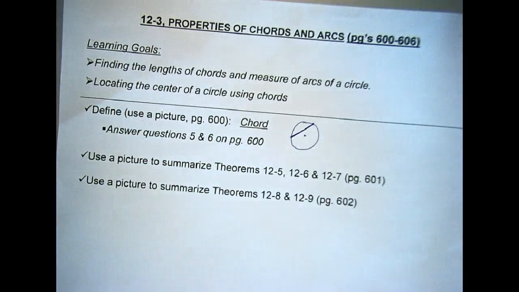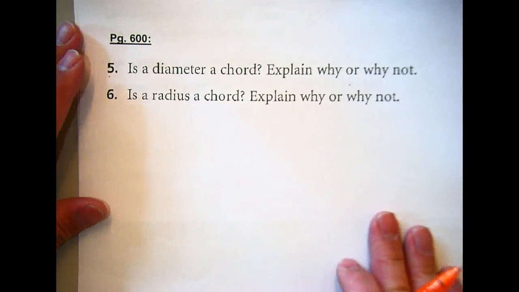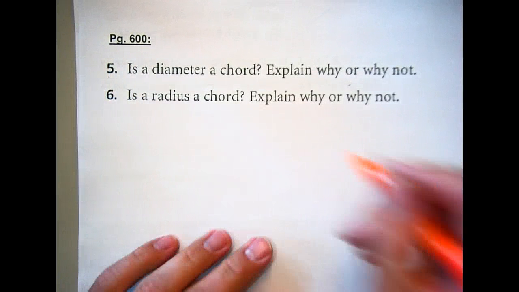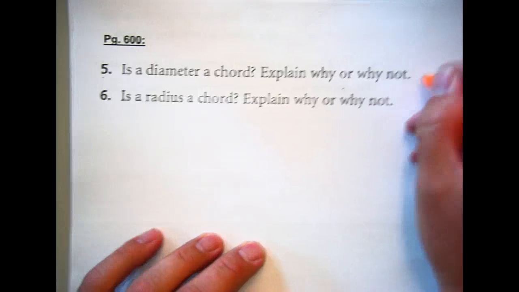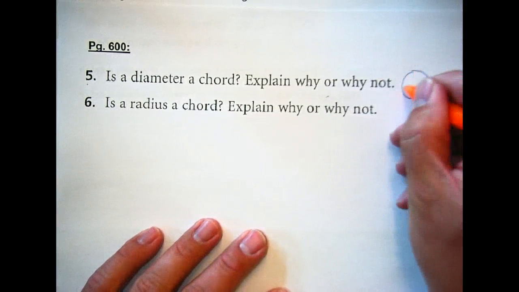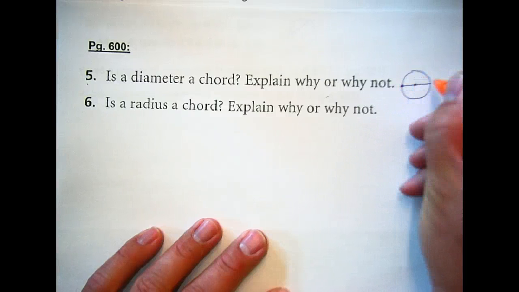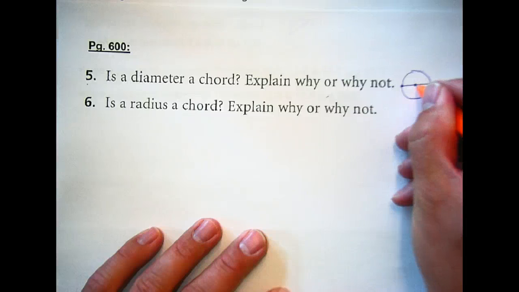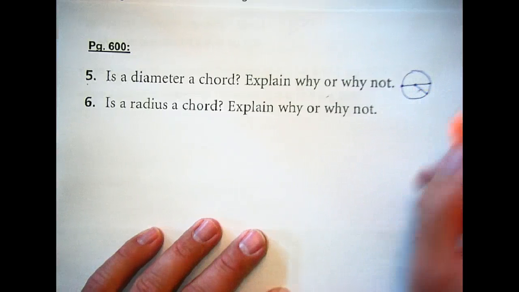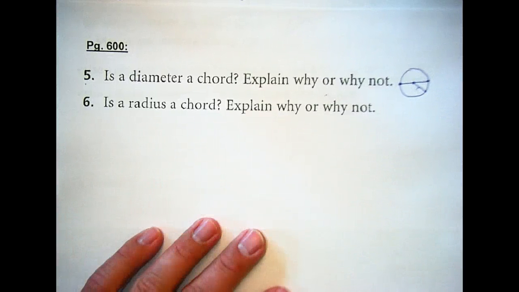Okay, question 5 says, is a diameter a chord? Yes, the diameter of a circle has its endpoints on the circle. Okay, how about is a radius a chord? No. So you've got your diameter, its endpoints are on the circle, versus a radius, it only has one endpoint on the circle. Alright? Questions there?